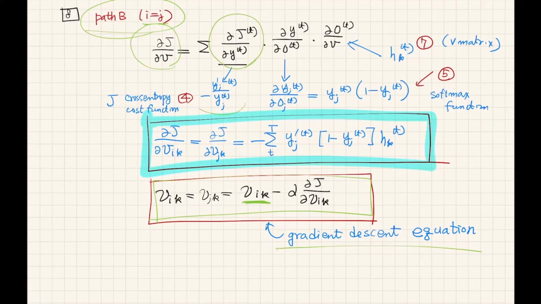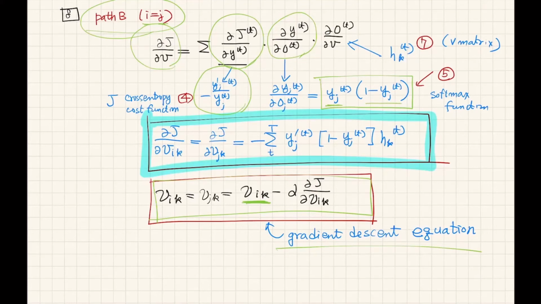We know that it is represented by this equation. The second part is the derivative of the softmax function, and in those cases, we spent a little bit of time to derive this equation. That is described by the multiplication of the softmax output yj, 1 minus yj.